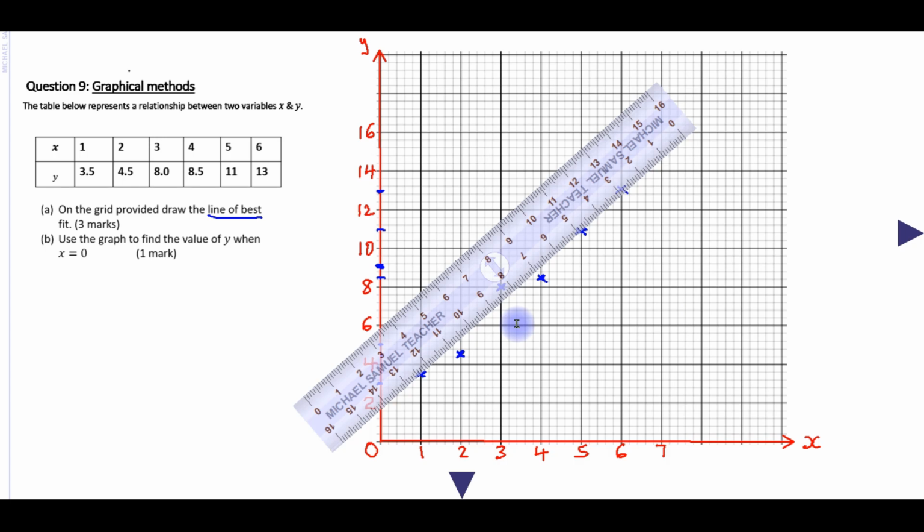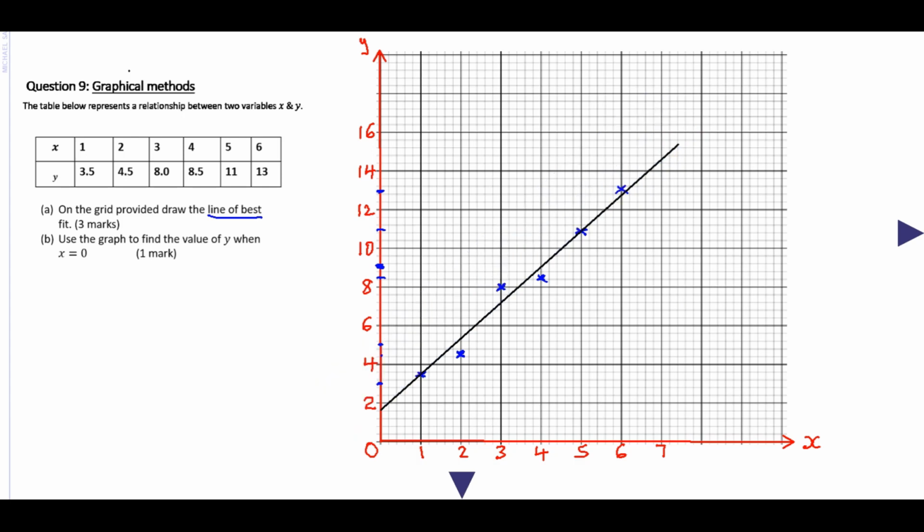So let me just draw it. So at least we have drawn it. This distance away from the line, and also this one, such that we have balanced. There are 2 points below the line and 2 points above the line. So that is the line of best fit.